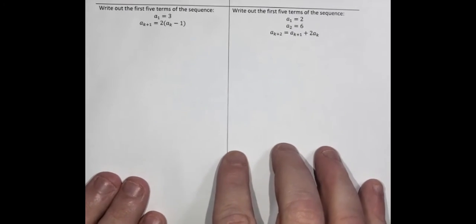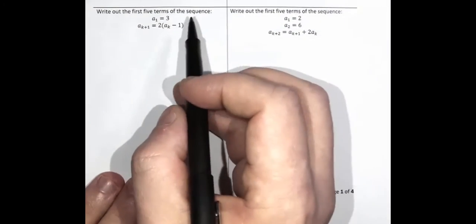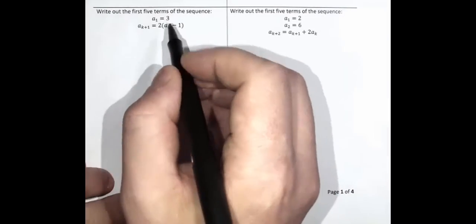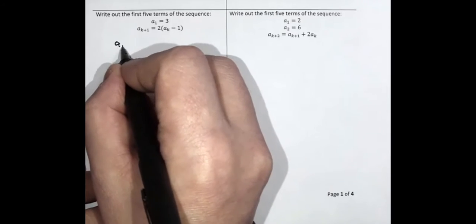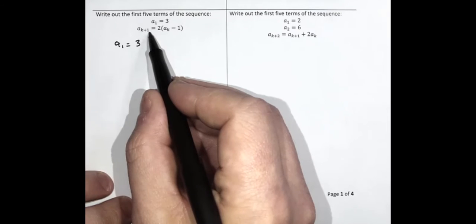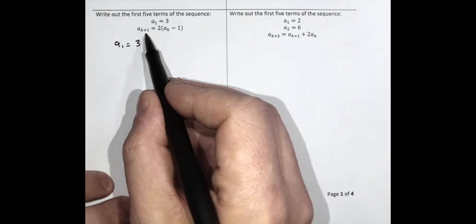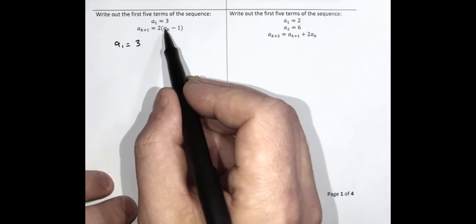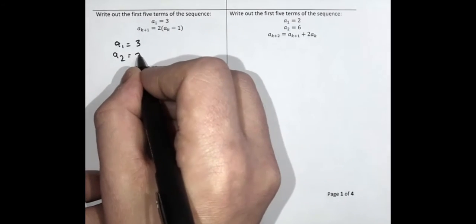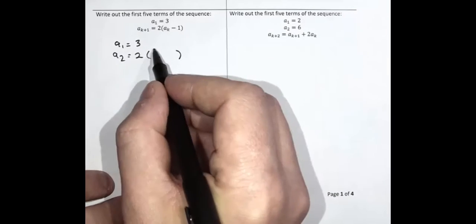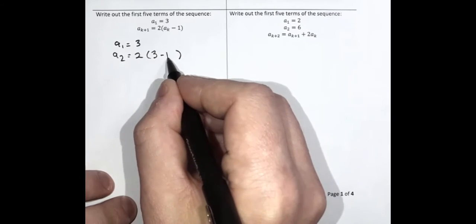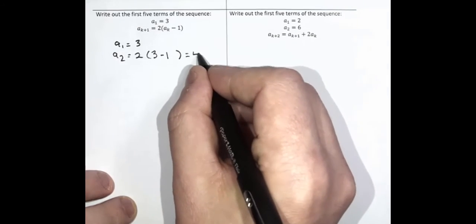For the next two problems, this one is a recursive form of a sequence and says write out the first 5 terms of this sequence. A sub 1 is equal to 3, so that's no big deal. In order to get a sub n plus 1, in other words, to get a sub 2, we have to take 2 times the previous term minus 1. So a sub 2 is going to be equal to 2 times the previous term minus 1. 3 minus 1 is 2, and 2 times 2 is 4.